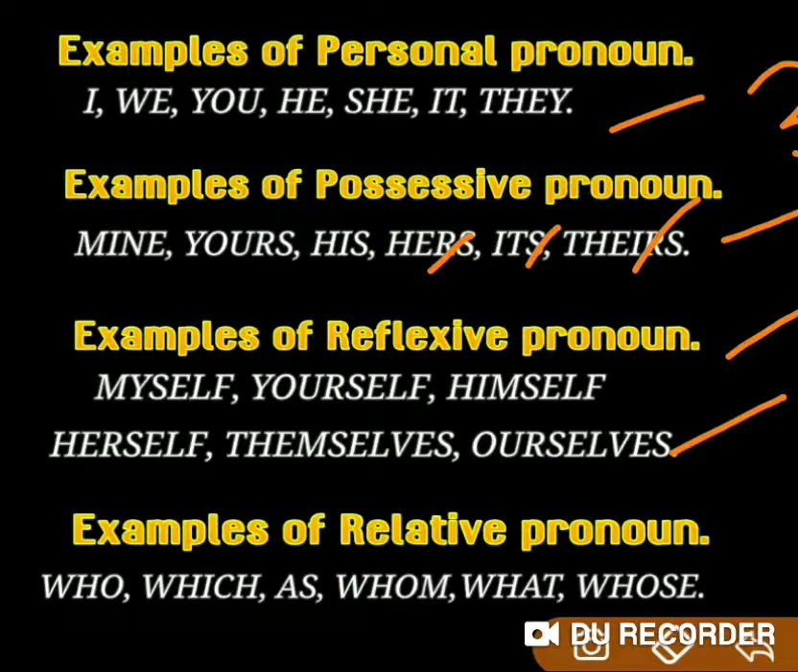Next one is relative pronoun. The words or the pronouns which show the relation of something are called relative pronouns. Who, which, as, whom, what, whose are the examples of relative pronoun. For example, who is a father? That shows, the word who shows the relation of father and you. So that becomes the example of relative pronouns.